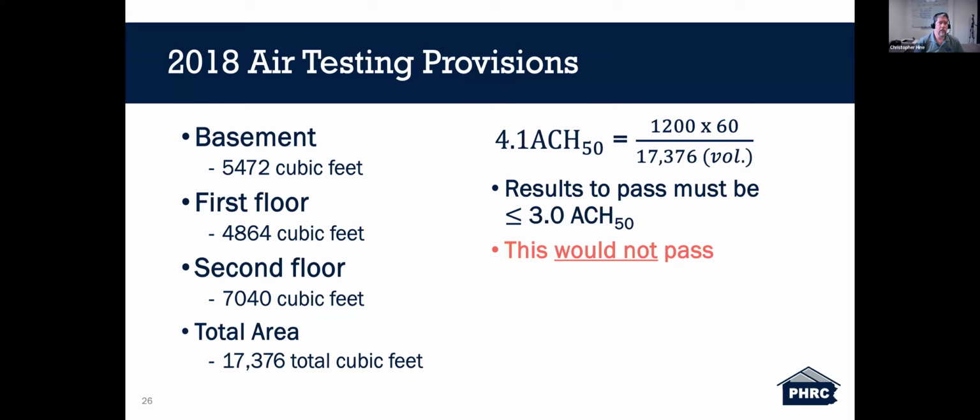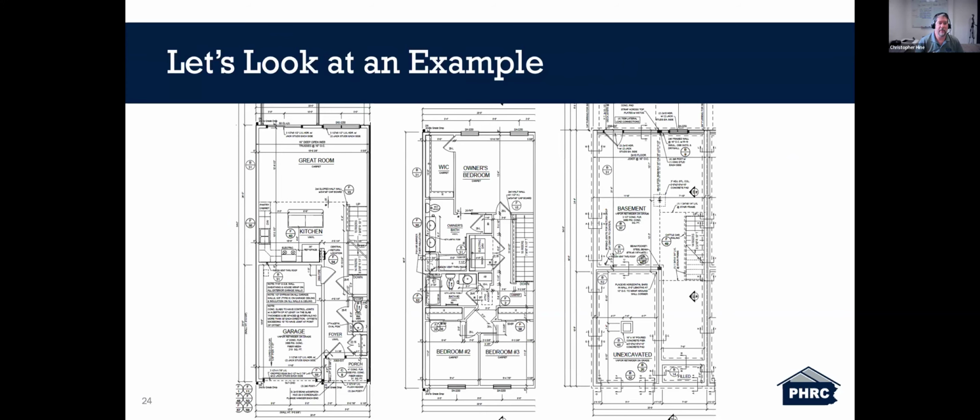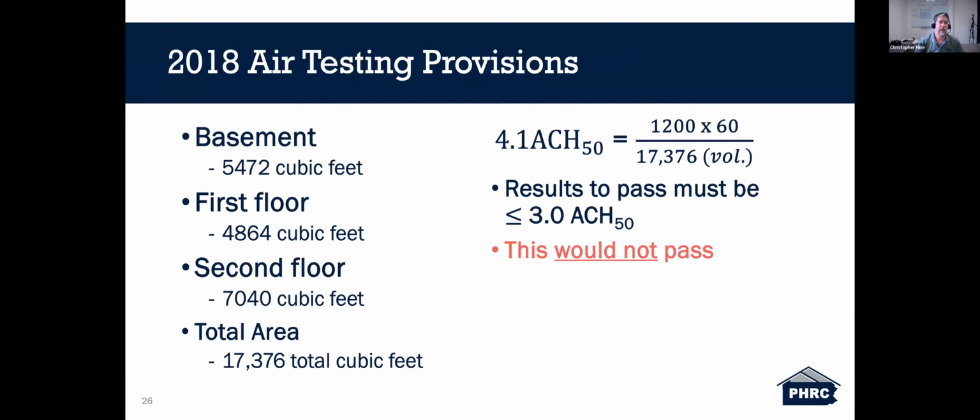So looking at the 2018 air testing provisions, this is again what we're currently under, right? The example, quickly to jump back, this is what we have. We have our first floor, second floor, and then basement area. We have 5,472 cubic feet in the basement. We have 4,864 cubic feet in the first floor, and then 7,040 cubic feet in the second floor because we do have living space over top of the garage. That gives us a total area of 17,376 total cubic feet. I ran these numbers based on an assumption of 1,200 CFM.